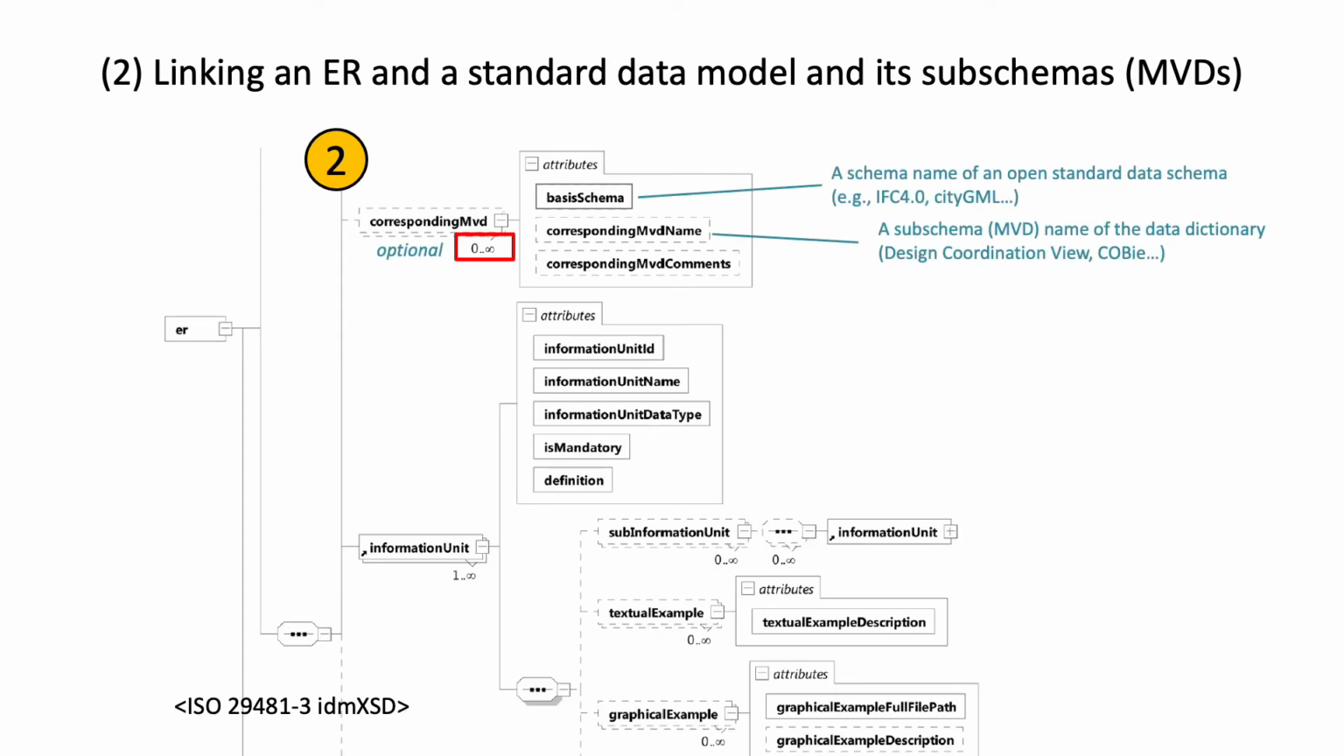Then we need to specify the basis schema. In this example, we used IFC as a general basis schema, but actually there are various versions of IFC. So we should say IFC 4.0 or IFC 2x3. Also, we can use not only IFC, but also other open standard data schema as a basis schema, such as CityGML or OpenGIS.